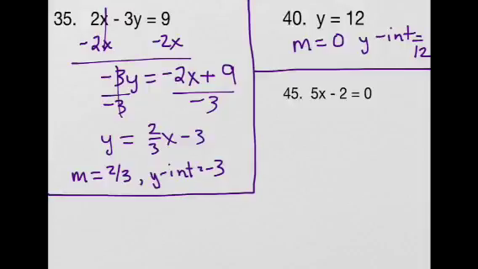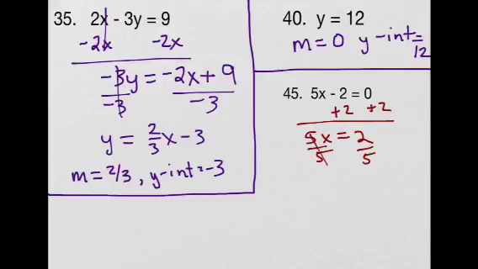Okay, for number 45, it's similar instructions. They want the slope and y-intercept, if possible, but this time they want you to graph the equation. Okay, so notice there is no y, and so we solve for x, and we end up with, you add 2 to both sides. Let's change the color then. We're going to add 2. And so we end up with 5x equals 2. Divide by 5. So we have x equals 2/5.